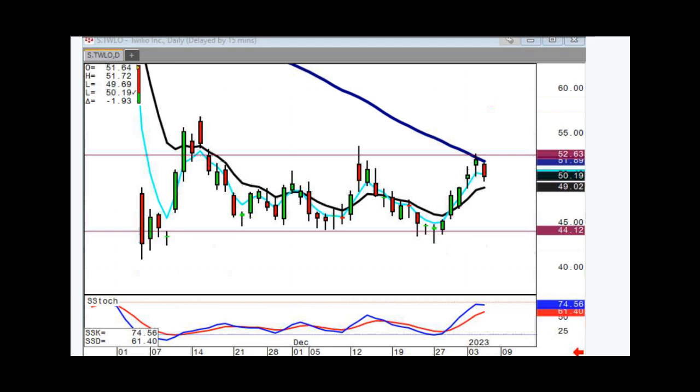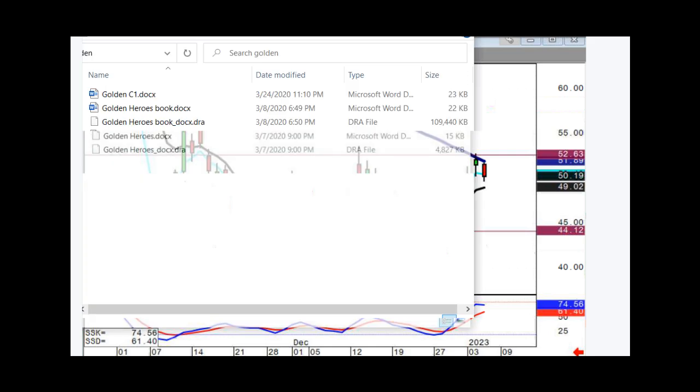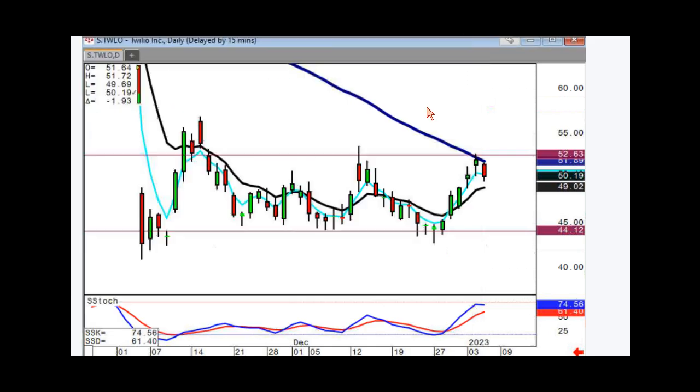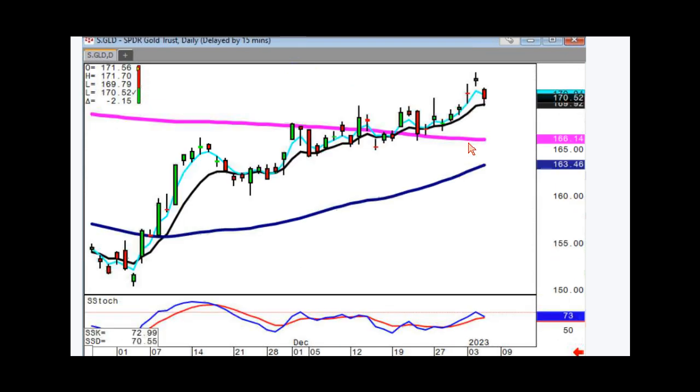We did gold. I don't know what the heck just happened there again. Gold is just waffling slowly up.